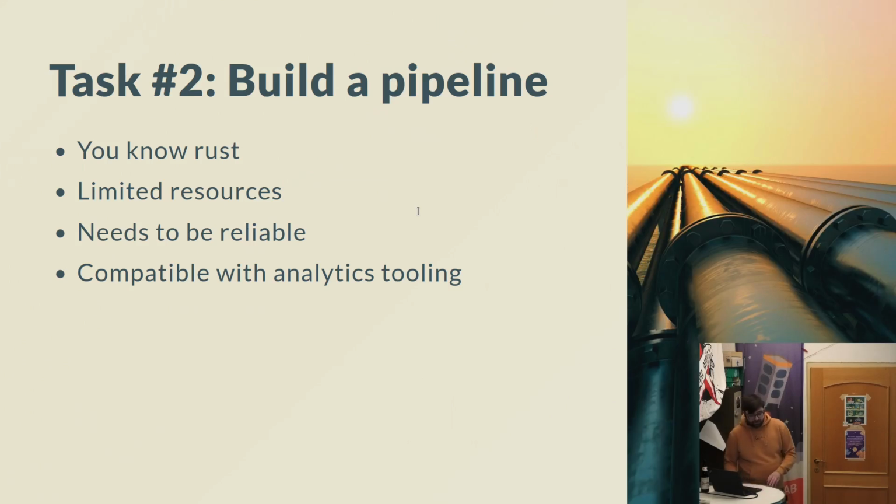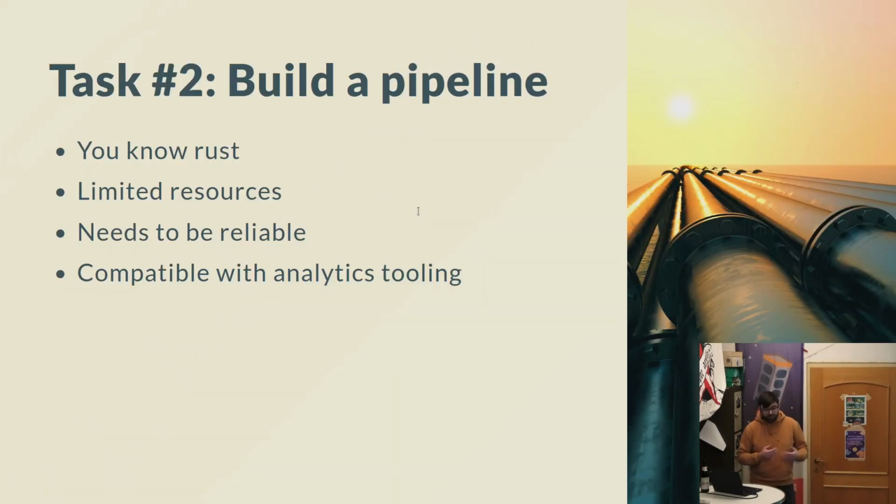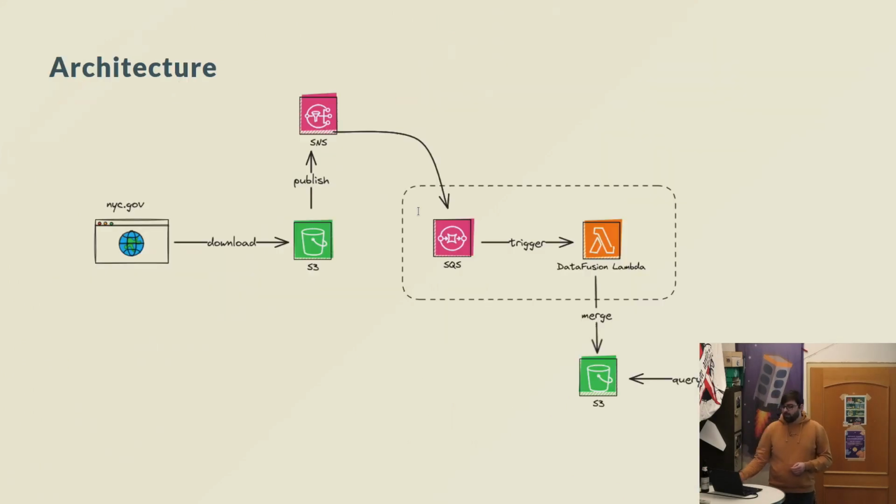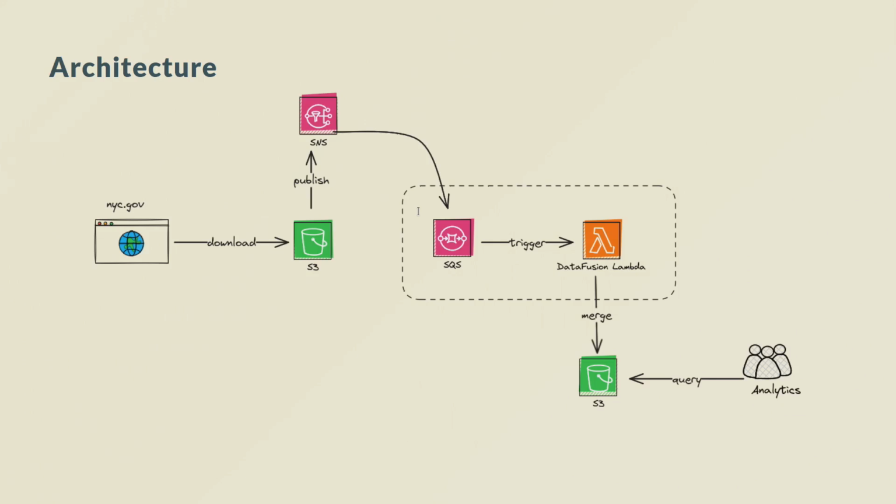Then you get to task number two, build a pipeline for this. You know Rust, you have limited resources. The whole thing needs to be reliable, and it needs to be compatible with analytics tooling. So you sit down and you start architecting. So what can we do?